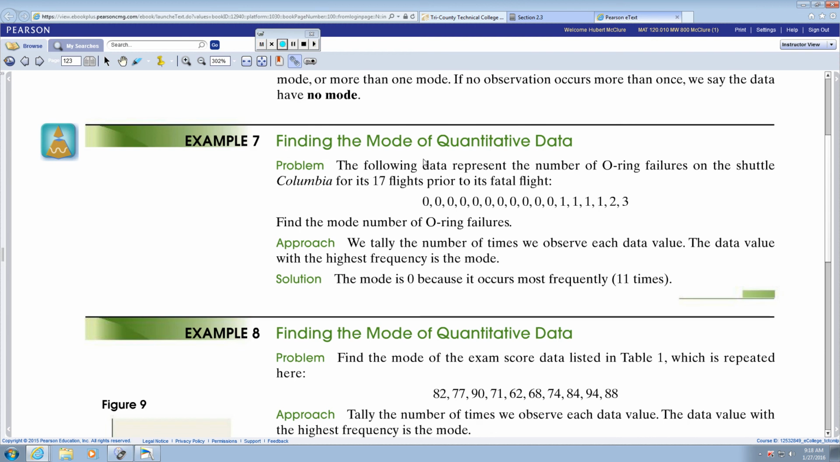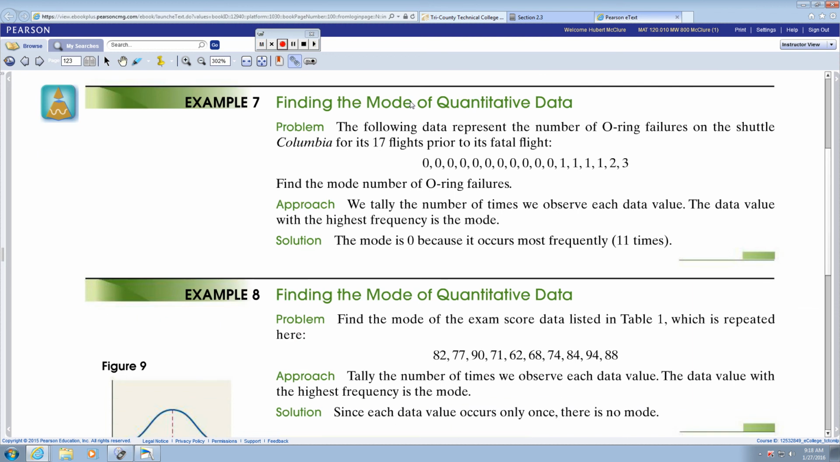Mode. All right, remember, mode is spelled M-O-D-E. How do you spell most? M-O-S-T. Mode means most. Is it worth anything? No. Do I care about it? No. But you need to know what it is. Can you have more than one mode? Yes, you can.